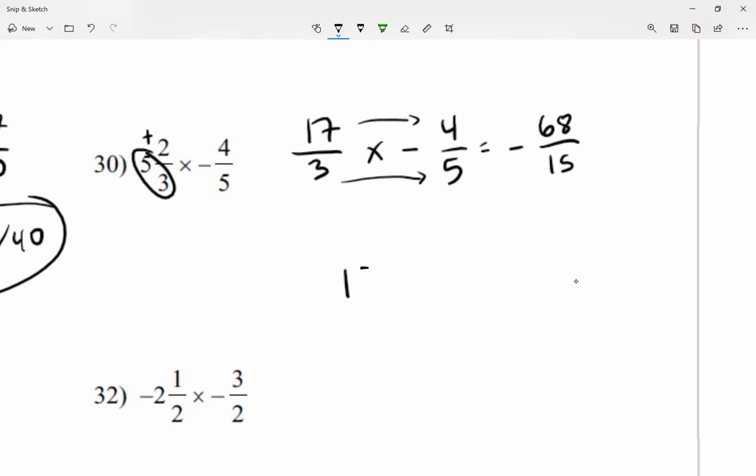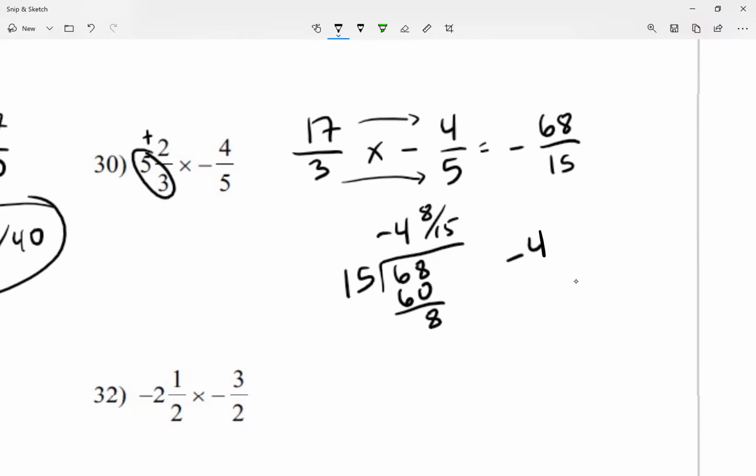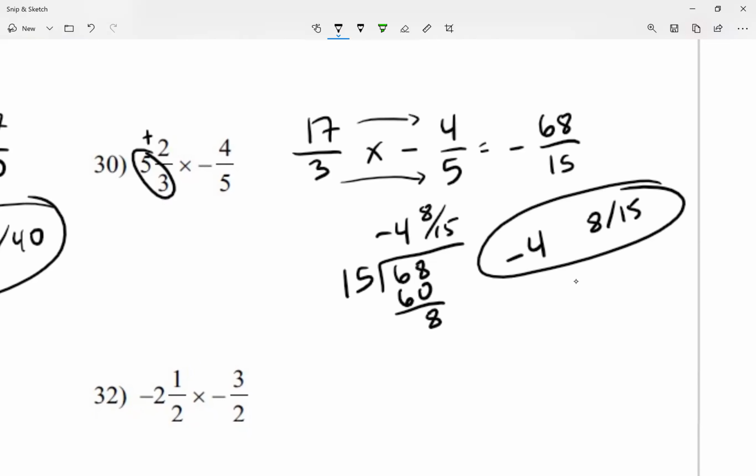So I'm going to say, all right, how many times does 15 go into 68? It goes in 4 times, because 15 plus 15 is 30, plus 15 is 45, plus 15 is 60. My remainder is 8, so it's going to be 8 over 15. There's my answer, 4 and 8 over 15. But the way I'm going to type it: 4, there's a space, and 8/15. Don't forget the space between the number and the fraction.